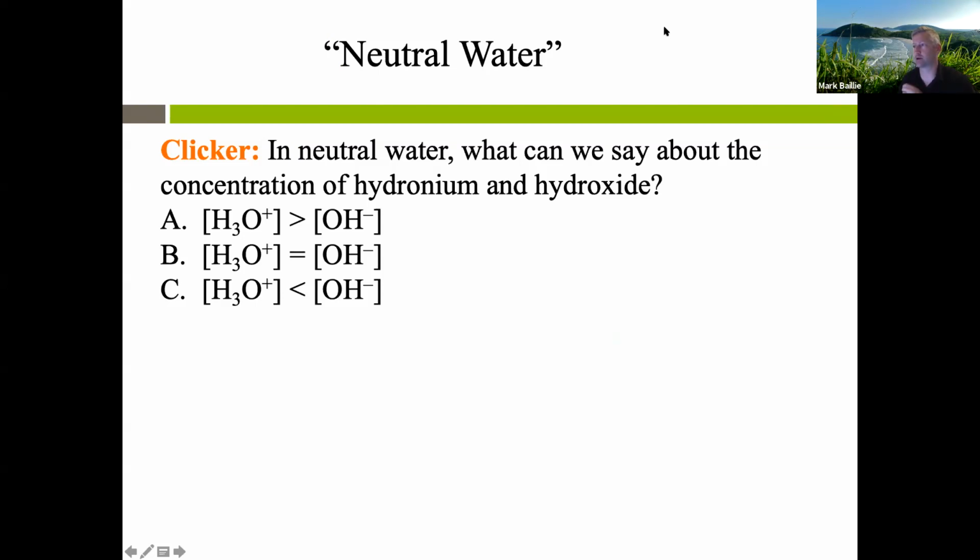If we have neutral water, what do we say about the concentration of hydroxide and hydronium, H3O plus and OH minus? Is the concentration equal, is one higher, is the other higher? Couple more seconds. Closing out.